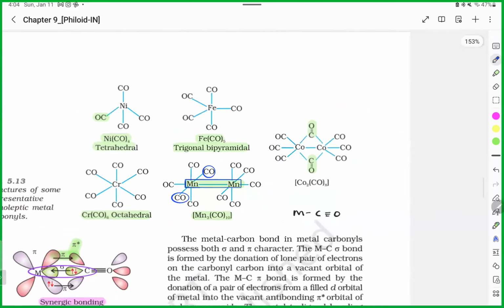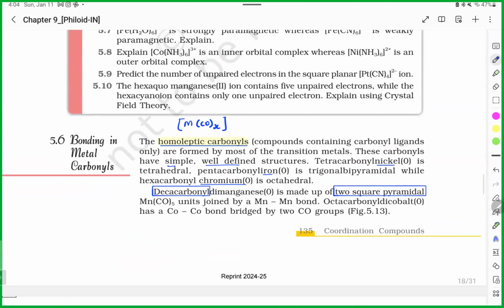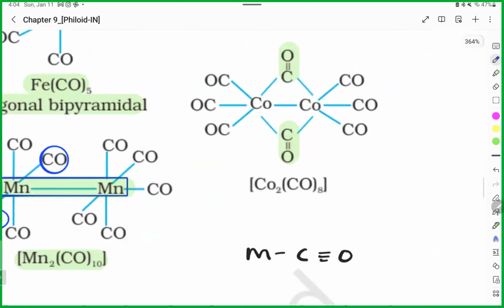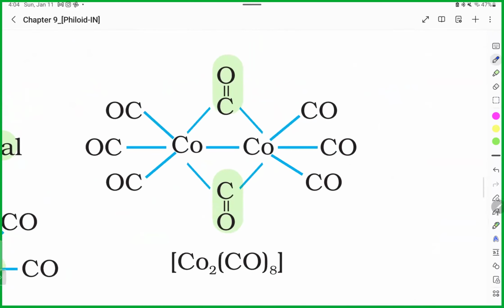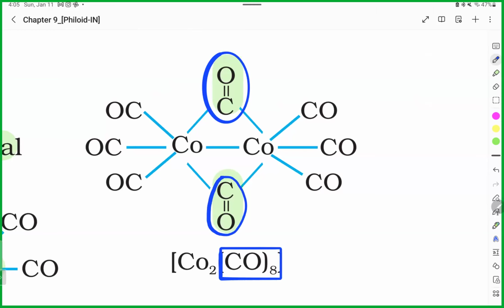And the same thing is written here. There are two square pyramidal structures joined by this bond. Second structure is cobalt. In cobalt, there are a total of 8 carbonyls. But the interesting part is that in these 8 carbonyls, you have two bridging carbonyls and direct carbonyl bonds as well. Direct carbonyl as well as bridge bond. And this question is asked.